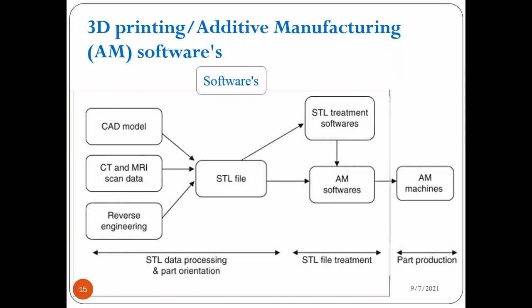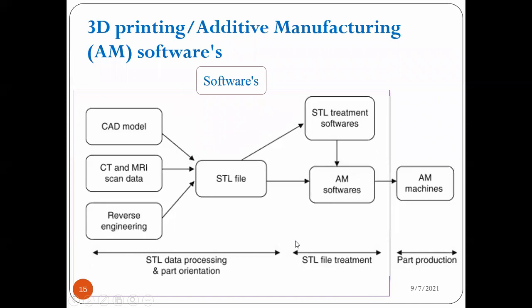Then after treatment of the STL file, you have to import it into the AM softwares, the 3D printing softwares. In the 3D printing software, you can add the support structures and you can do the slicing. That slice information we give to the AM machine. Now you can see here, almost all these things require softwares. The AM machine takes the layer information. Based on the layer information, it constructs the model.